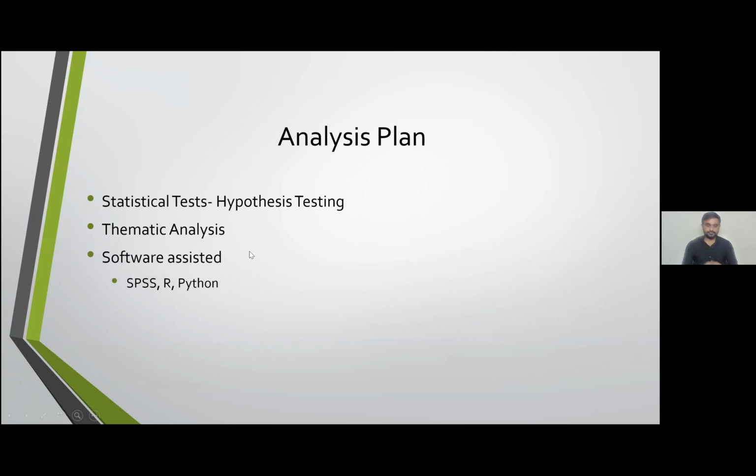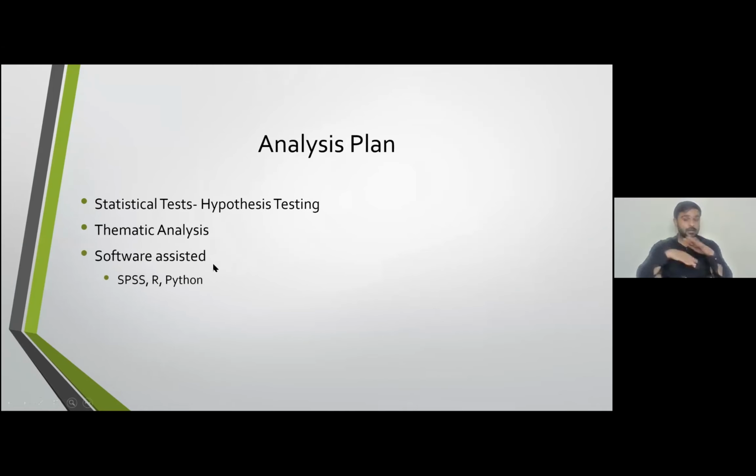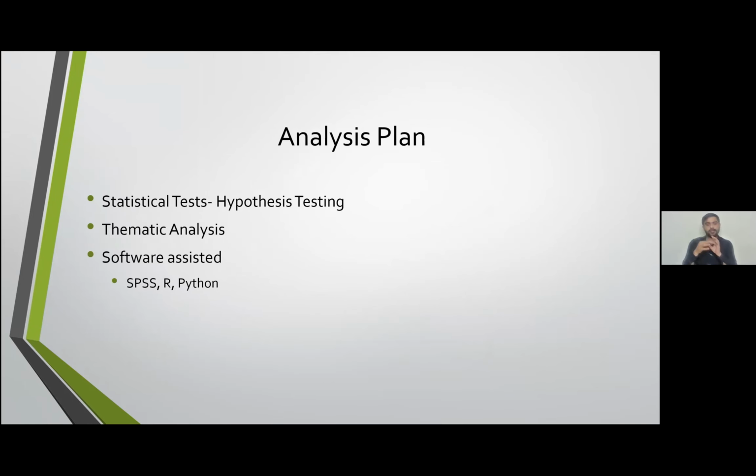Then again, analysis can be software assisted. As I said, there are different softwares that you can use for analysis. For example, if you have a quantitative data set, you can use software like SPSS, R, Python, even Excel. MS Excel is used to run various tests. You can run a test of correlation, you could find out chi-square for the data, you could run an ANOVA test, a t-test, different kinds of tests using those softwares.